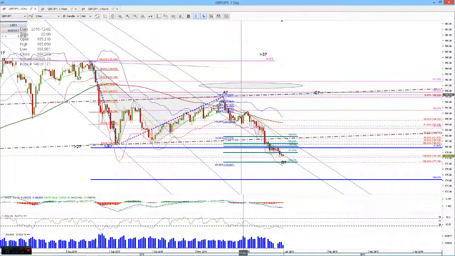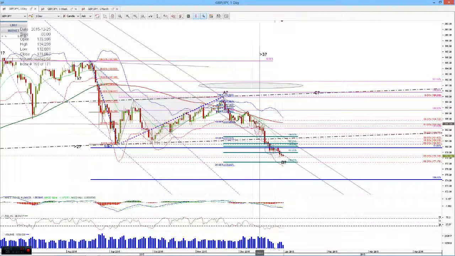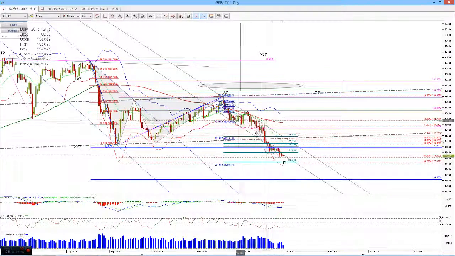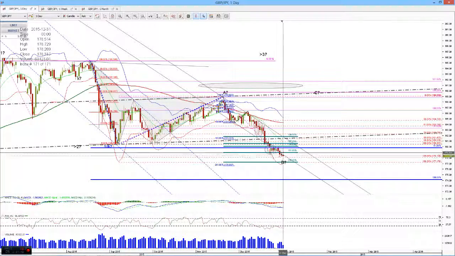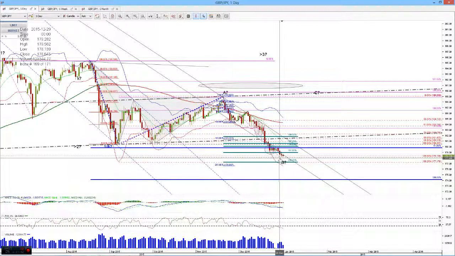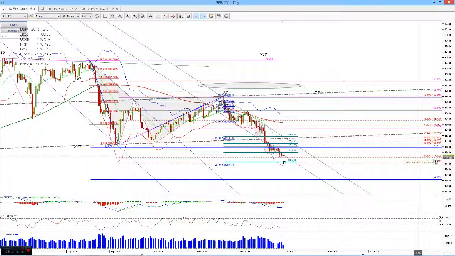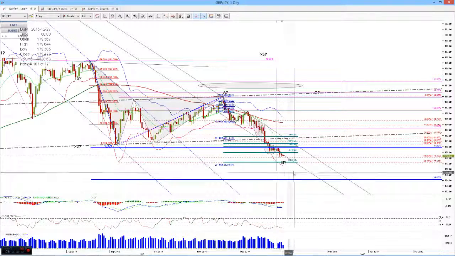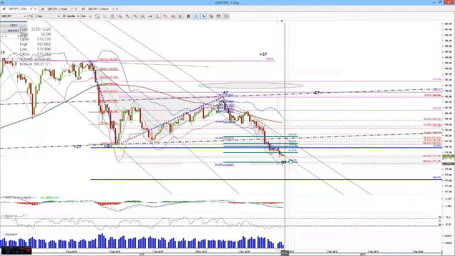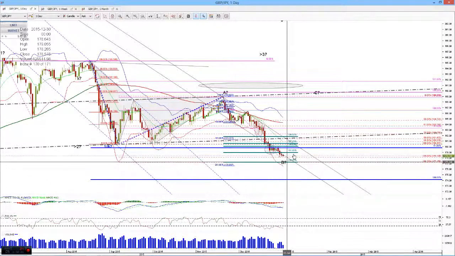I don't think it's a 1, 2, 3, 4, and 5. This is an ABC structure for a B wave. Okay, and yesterday the market reacted to the almost 107.02 level. So the market may try to reverse in this area.